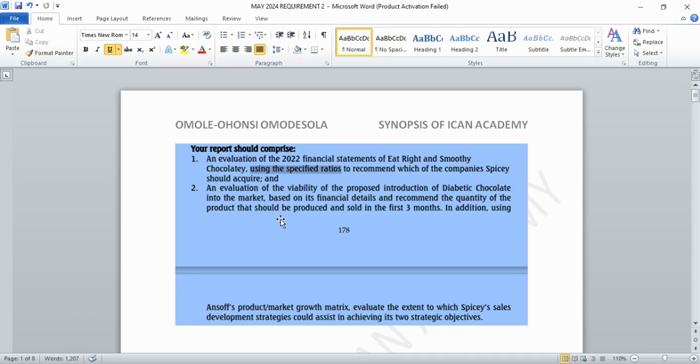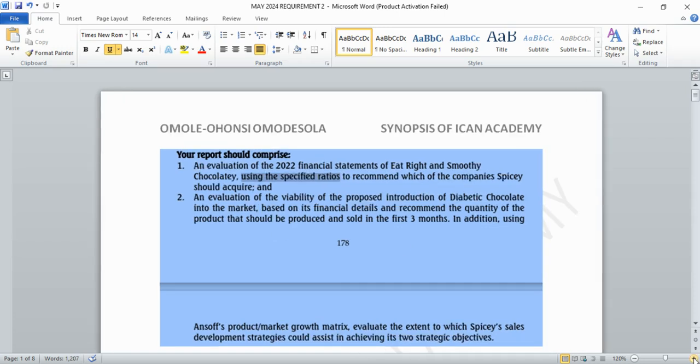Based on the financial information they gave us, we are going to determine the quantity that should be produced and the quantity that should be sold. We also look at the viability, because they're not here for charity. This is a business that is out to make profits, so we have to look at the viability of this proposal.